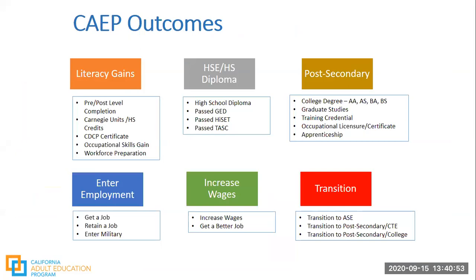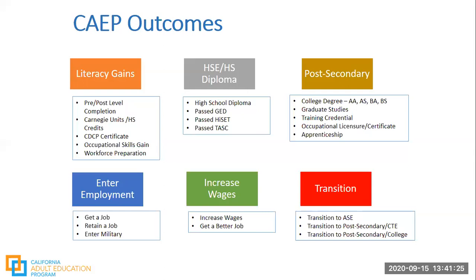Anyway, here's a slide that just about everybody's seen a million times. Again, here are those six areas of AB 104: literacy gains, secondary, post-secondary, employment, wages, and transition. We talked about this all the time a few years ago. I think a lot of you have committed those six broad categories to memory, as stipulated by the legislature.